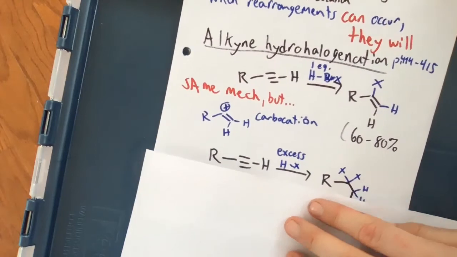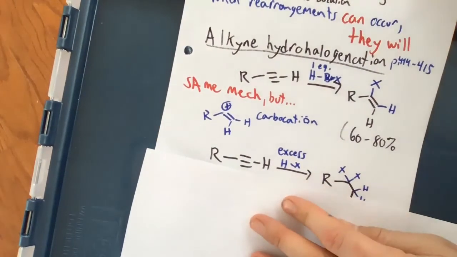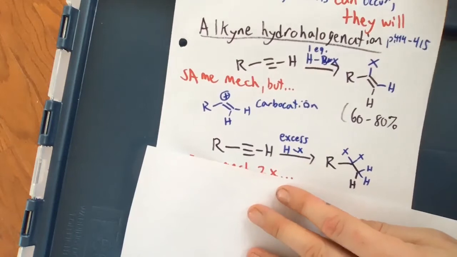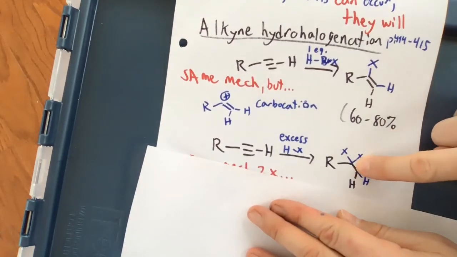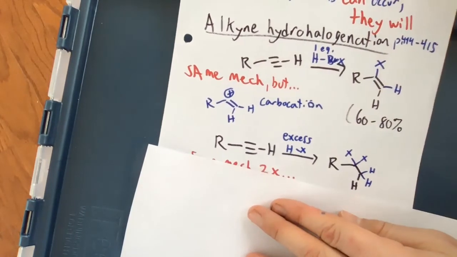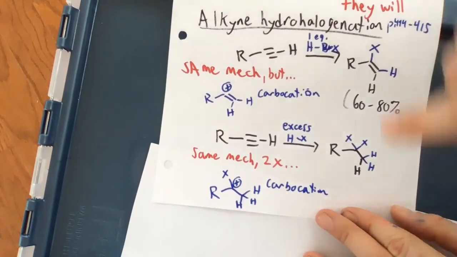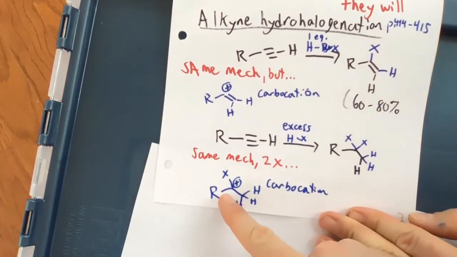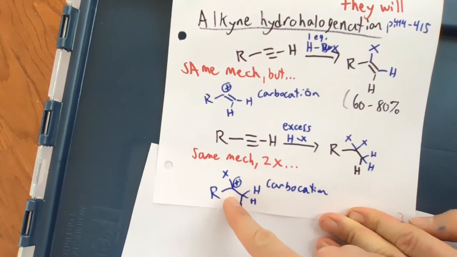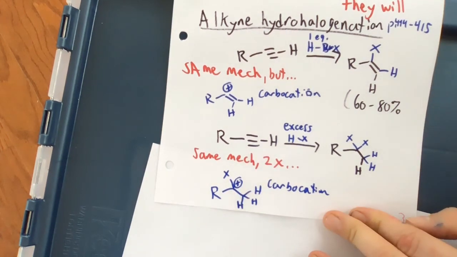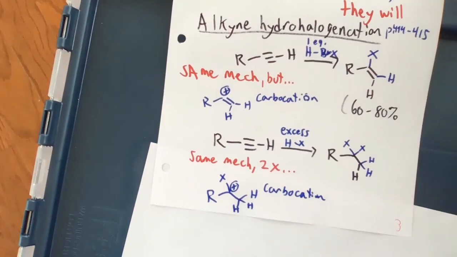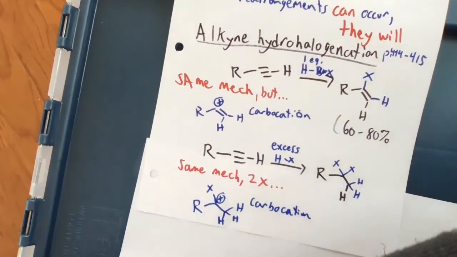If you treat an alkyne with excess HX, you end up getting two halogens on the same alpha carbon. And that happens because the mechanism is pretty much the same, but now you're making two carbocations, and the second carbocation also wants to be in that same Markovnikov configuration. So you'll make an alpha carbocation here instead of the carbocations that we're used to seeing. So this was section 8.4.